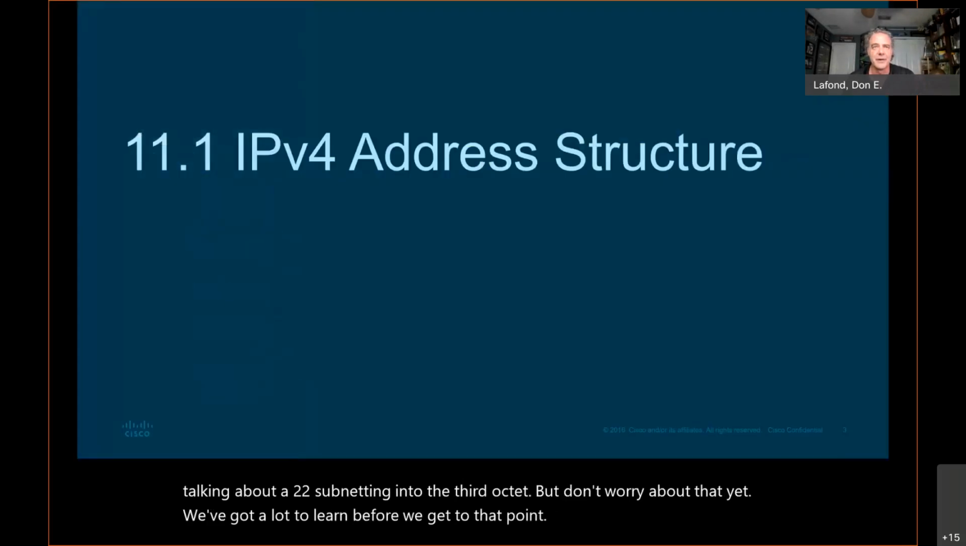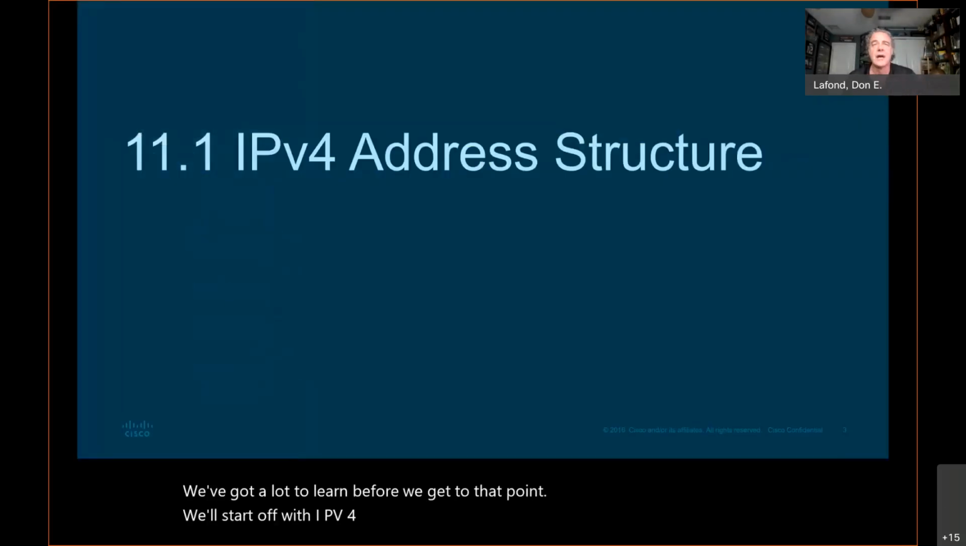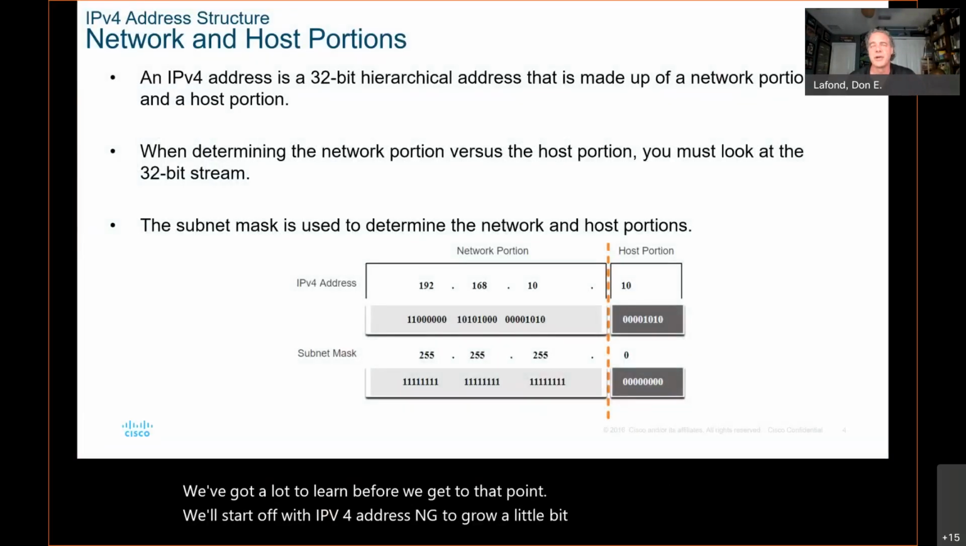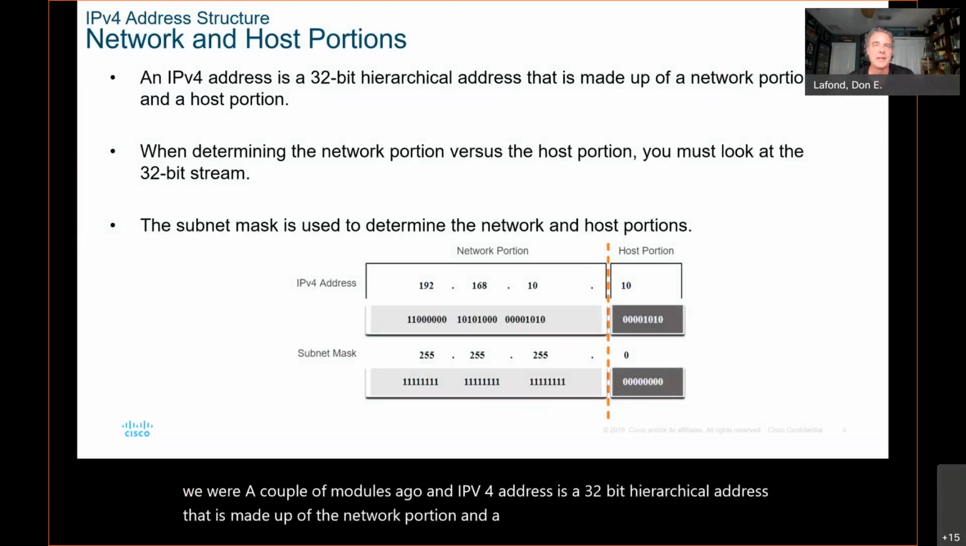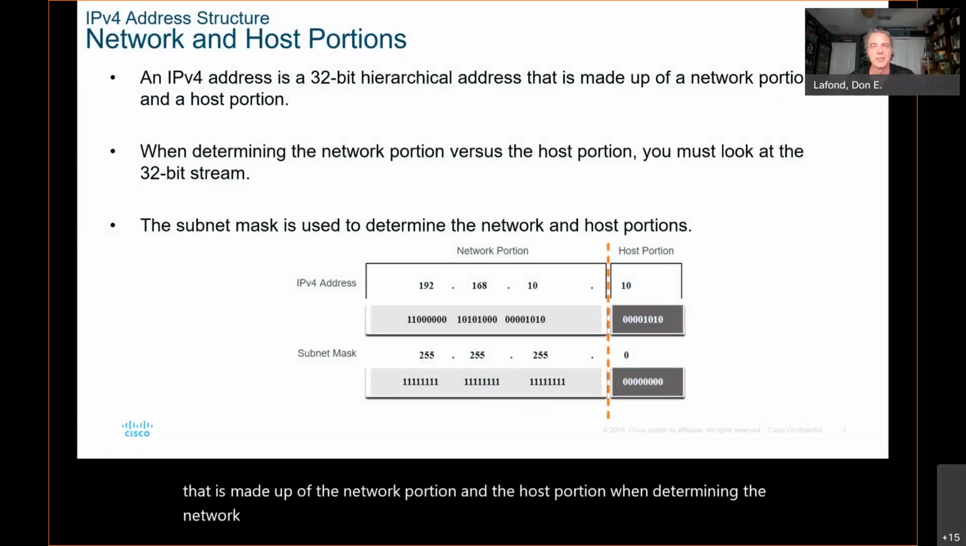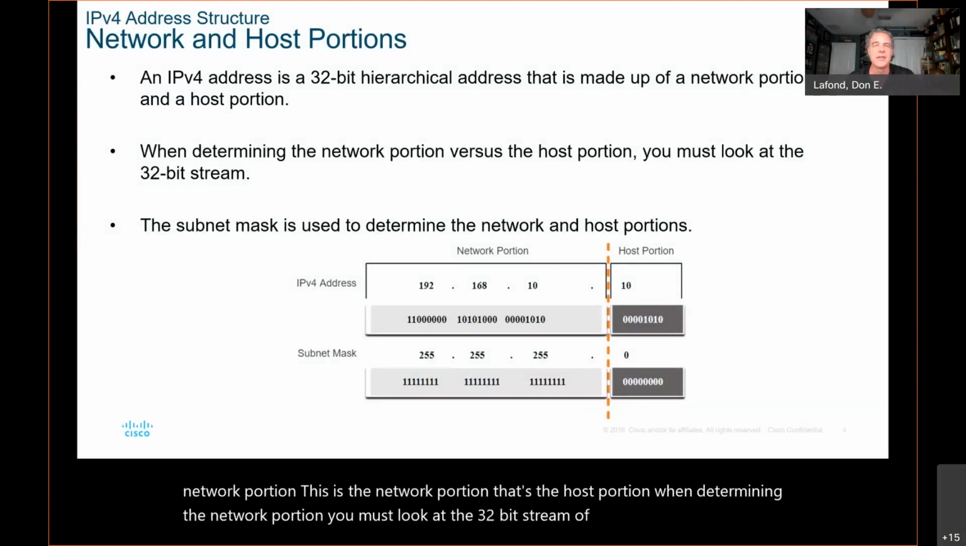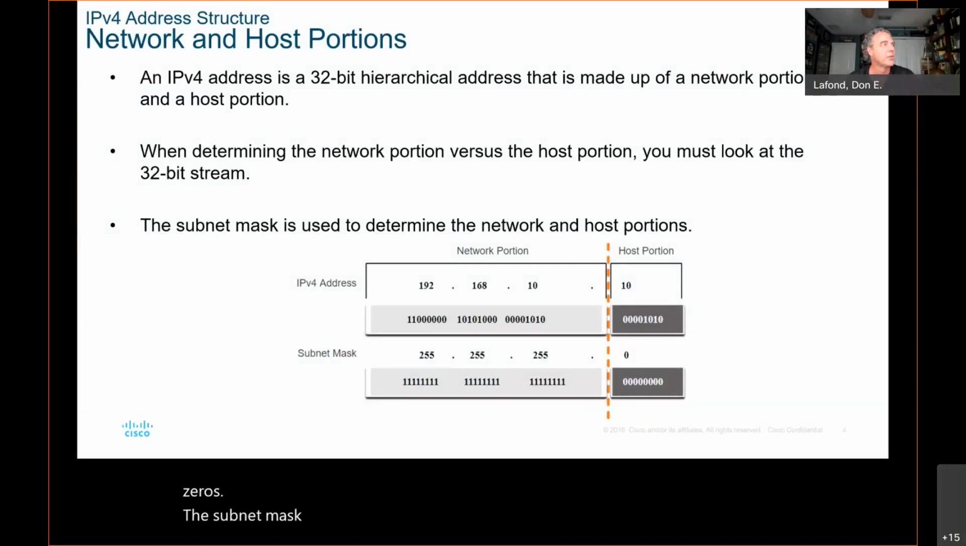We'll start off with IPv4 addressing to build a little more knowledge from where we were a couple modules ago. An IPv4 address is a 32-bit hierarchical address that is made up of a network portion and a host portion. This is the network portion and that's the host portion. When determining the network portion, you must look at the 32-bit stream of ones and zeros. The subnet mask is used to determine the network portion and the host portion.